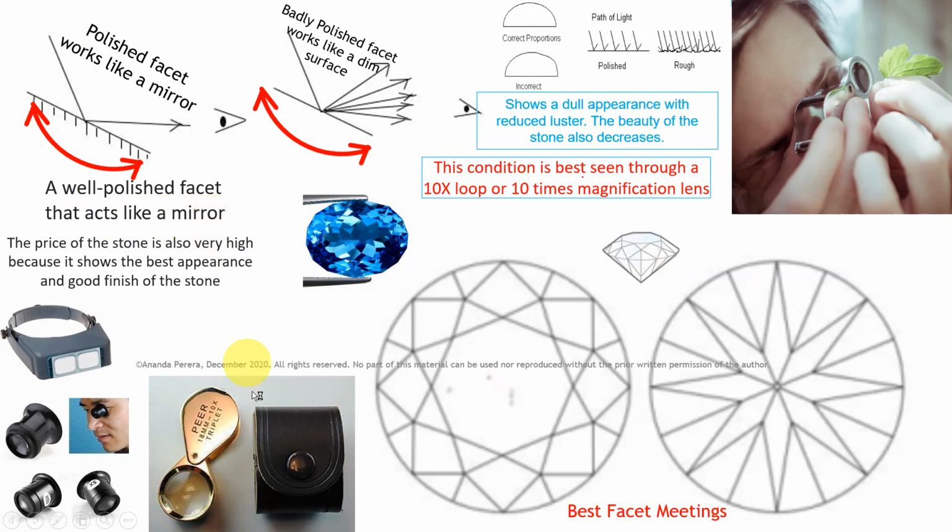Cutter is watching it with the 10x loupe when it is cutting. The price of the stone is also very high because it shows the best appearance and good finish of the stone. These are the lenses using.